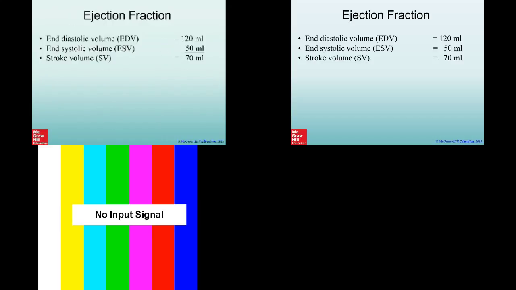Stroke volume is the difference between EDV and ESV. That's the volume ejected during one stroke or one heartbeat. So here we have a stroke volume of 70. We take that number and put it over our EDV. 70 over 120 gives us a 58% ejection fraction, which is okay. 50 to 70 is usually normal. Start going below 50, it's not good.